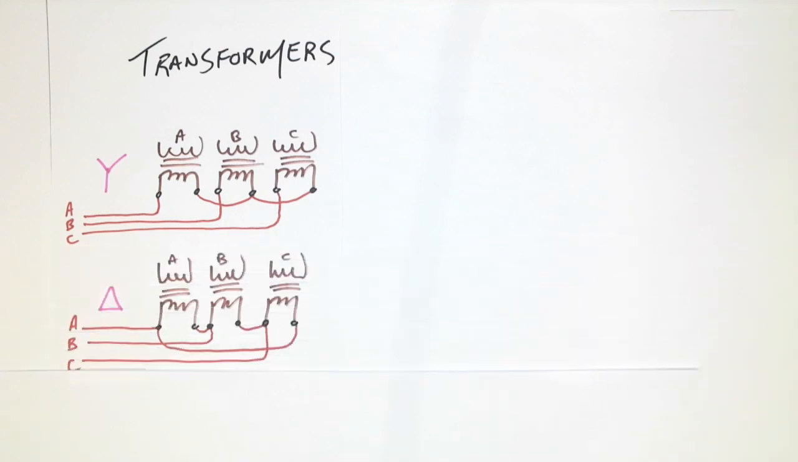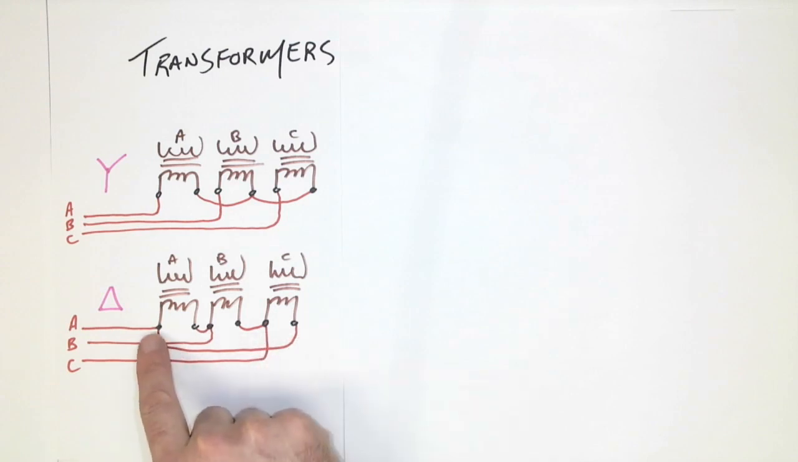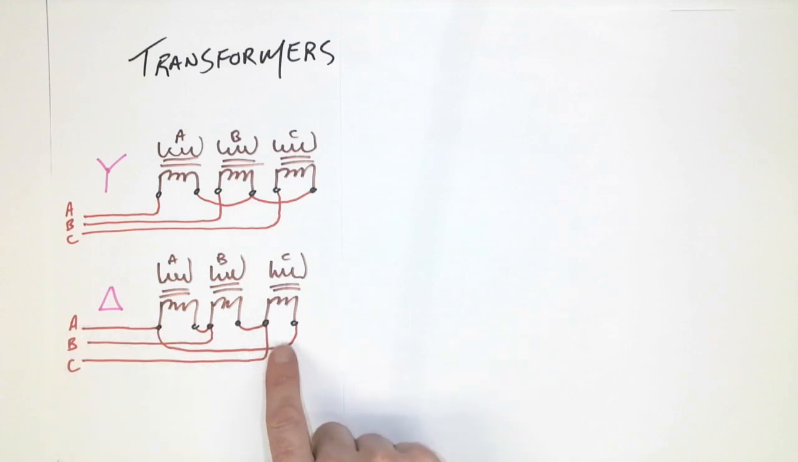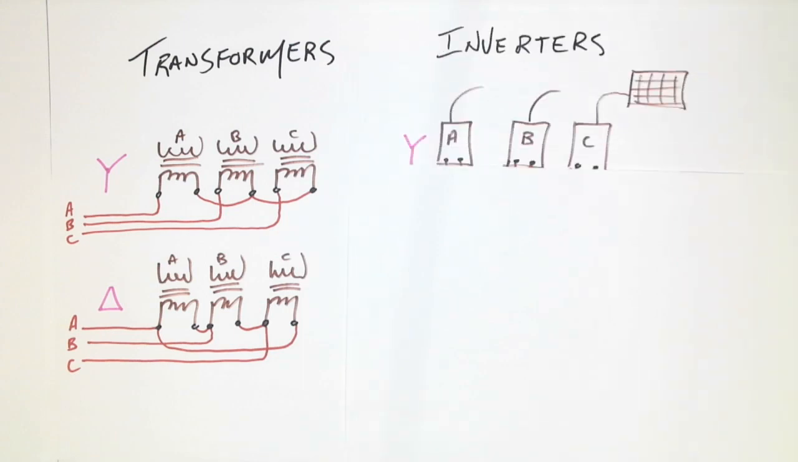The other way we could do the exact same transformers would be to connect them instead in delta. Now in delta, we're sort of connecting them all in series, and then we have an individual conductor coming off, again giving us A, B, and C. Now depending on which of these two orientations we choose, we're going to get a different output voltage from the transformers. The same thing will happen when we're talking about inverters.